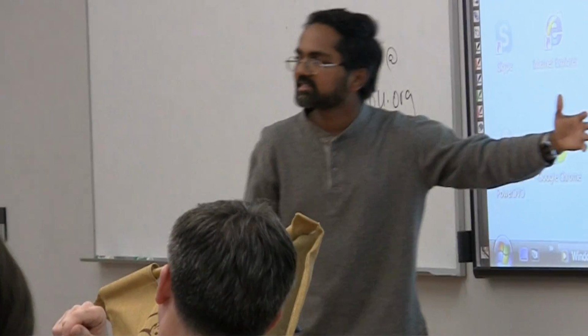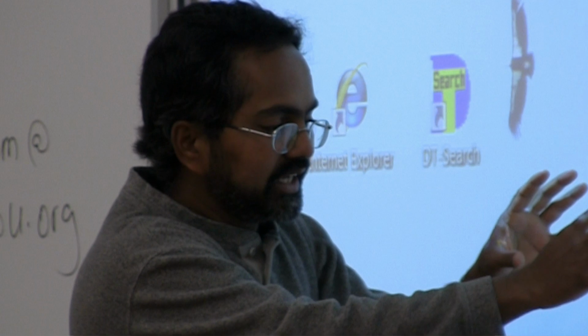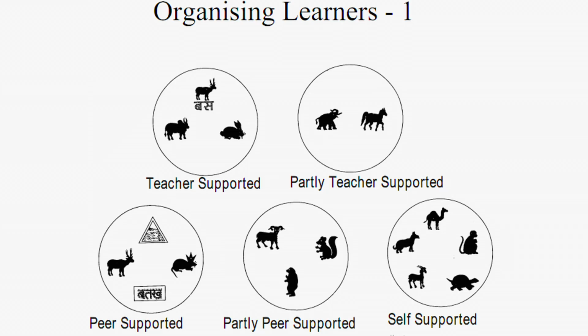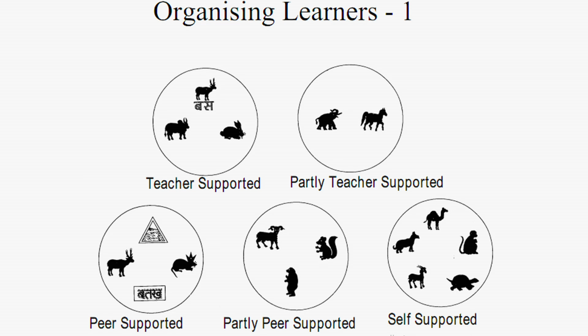And then what else do you have? You have how to organize a classroom. It's just very basic. Without being dogmatic about it, we can figure out what kind of learning activities lend themselves to being supported by the teacher. There is a zone called the teacher-supported zone. There's another zone up there which is called partly teacher-supported, where the teacher intervenes now and then.